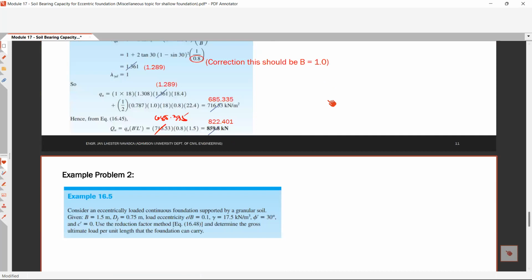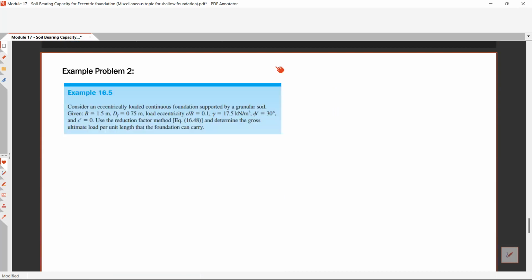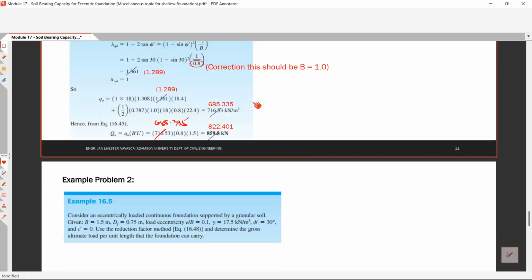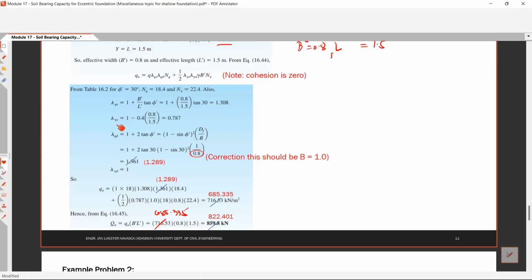Okay, another example problem. Ayan, do you have questions for this one? Okay. Maybe nagtataka kayo saan nanggaling itong mga depth and shape factors. So just verify it in the module for the modified Terzaghi. Okay. So modified Terzaghi lang po ito.